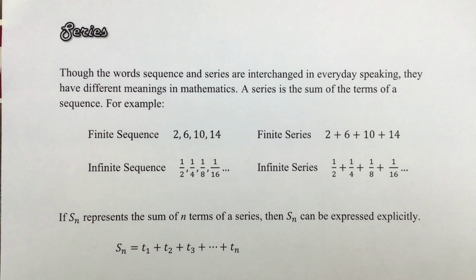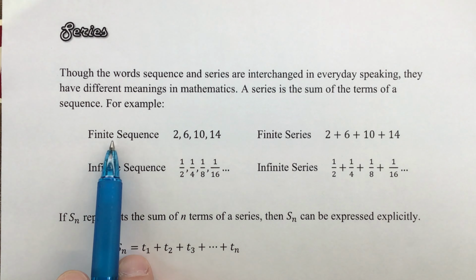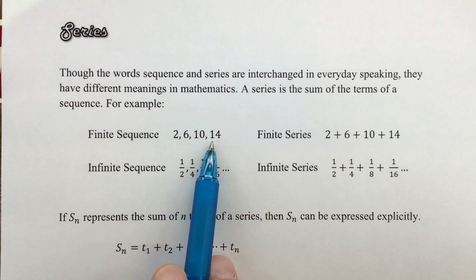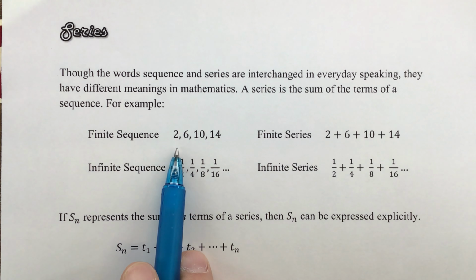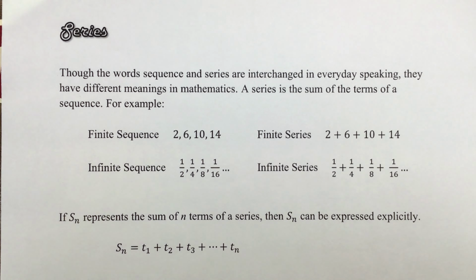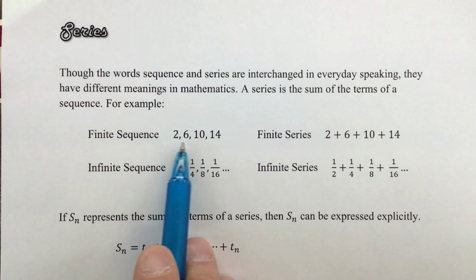Series. Though the words sequence and series are interchanged in everyday speaking, they have different meanings in mathematics. A series is the sum of the terms of a sequence. For example, we have a finite sequence: 2, 6, 10, 14. By the way, finite means that it is limited. So the sequence only has 4 terms in it. That would be a sequence as we list them here.